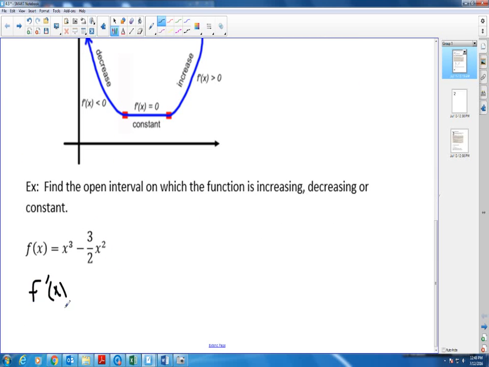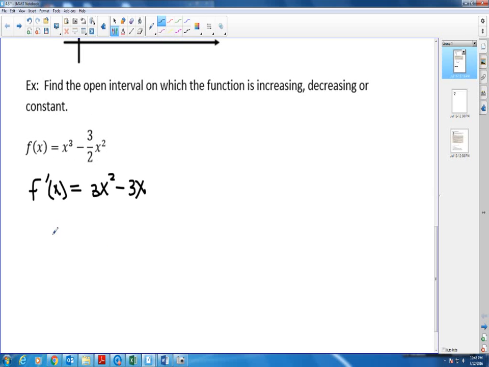If I take the derivative, that will give me 3x squared minus, if I move this 2 down here, the 2s cancel out, so that will just be minus 3x. Alright, I'm going to find my critical points like I've done before, set it equal to 0, and factor out the 3x as well, to give me x minus 1.